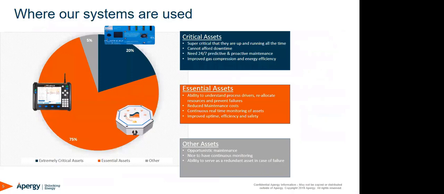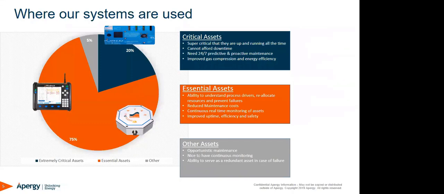So where are our systems used? This is how we've learned that most customers break down their assets between critical, essential, and then other or non-essential. For us with our products, the critical assets tend to use Platinum because they're assets that are critical to day-to-day operations that would require a shutdown to avoid a catastrophic failure if there was an issue.